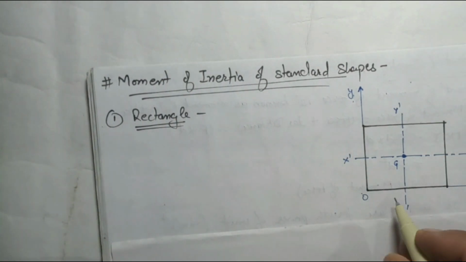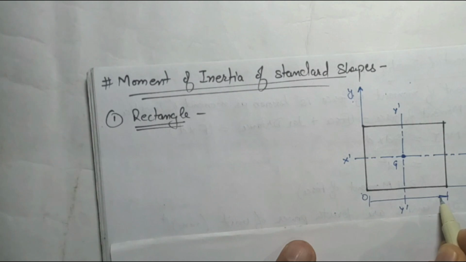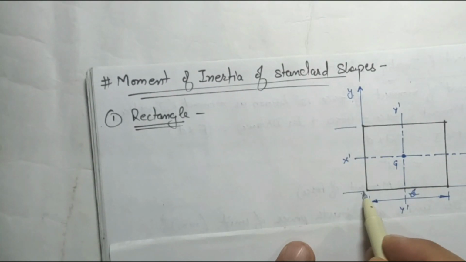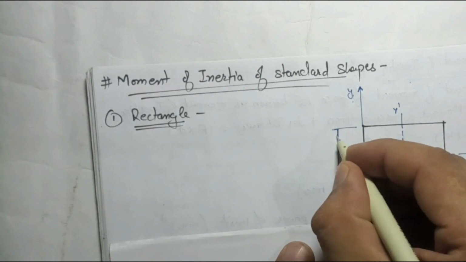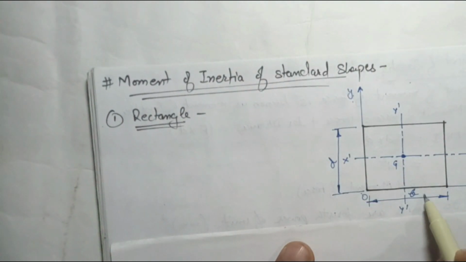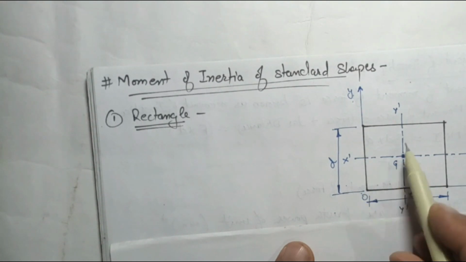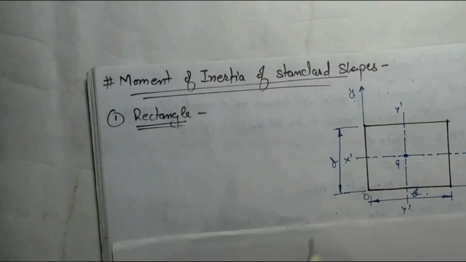Now a rectangle is given and this is the origin. Let's say the dimension of this side, we represent it, you can take any symbol, but I'm taking B here, and let's say this dimension is D, which means the B dimension is parallel to the x-axis, and D is parallel to the y dash axis. Now there is a standard formula.